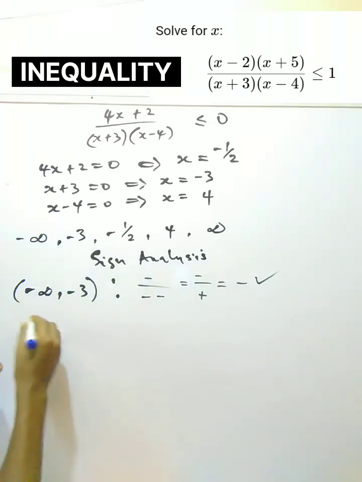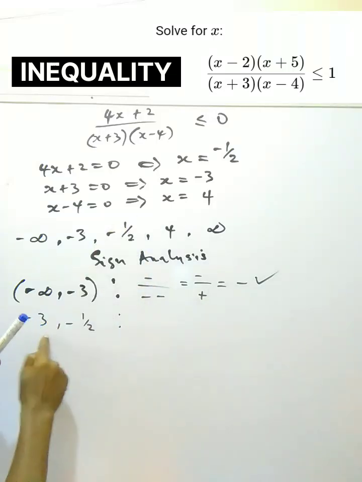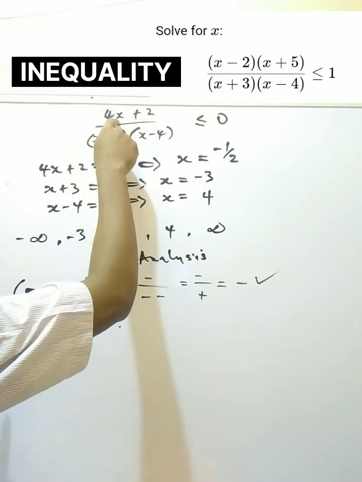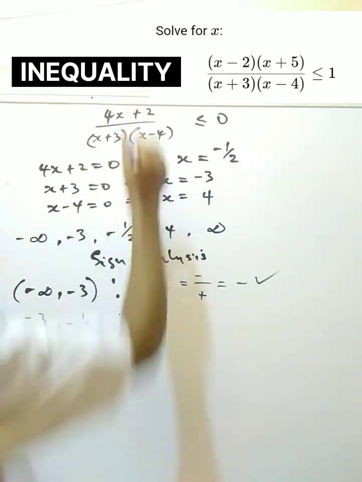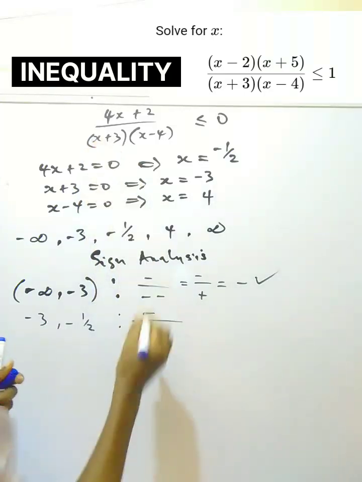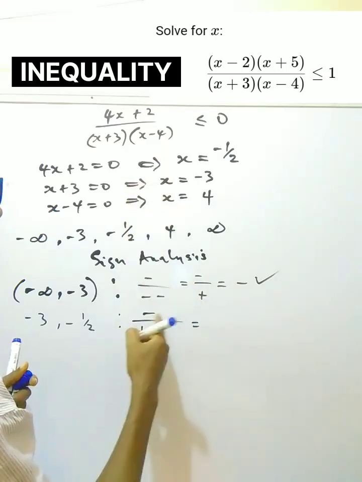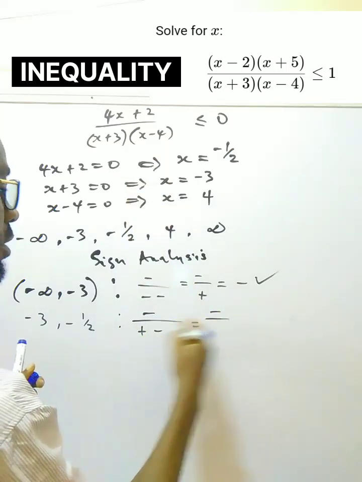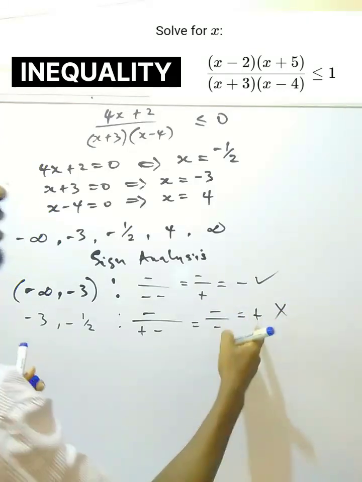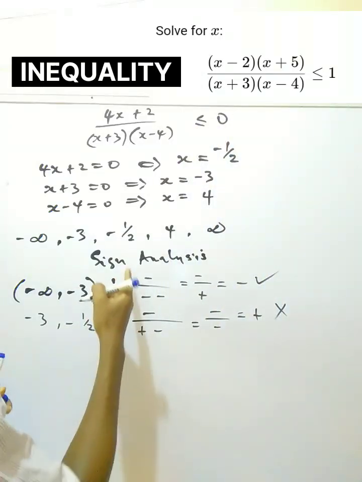Let's take the next pair, minus 3 and minus half. If we take a number that falls between these two, let's take minus 2. If I put minus 2 here, this will give me minus 8, so my sign here is going to be minus for the numerator. For the denominator, if I put minus 2 here, this is going to give us positive, and if I put minus 2 here, this is going to give us negative. So minus divided by plus times minus gives minus divided by minus, which is plus. So this plus is greater than 0, so that is invalid.